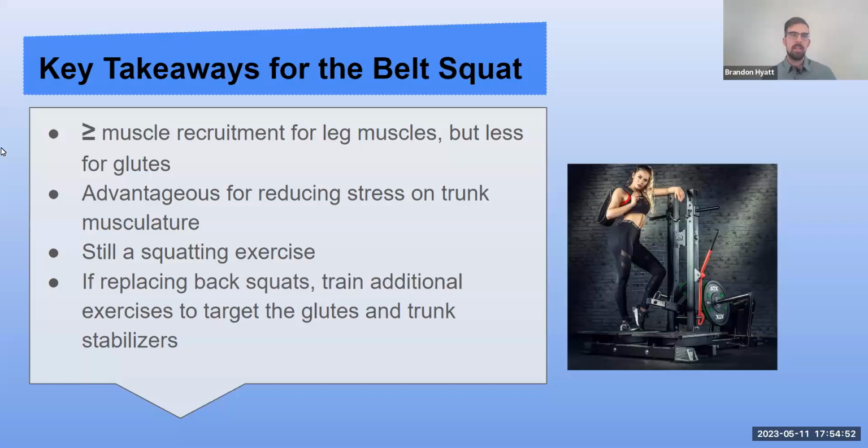So key takeaways for the belt squat is that there's more muscle recruitment for the legs, like the same, if not more, for the belt squat, but there's less glutes. Belt squats can be advantageous for reducing stress on the trunk. Not that stress is a bad thing. What stress really means is just tension, force being created. But if that's creating an issue for a client, then belt squats could be a good option to still train the legs, but take some of that load off of the back.